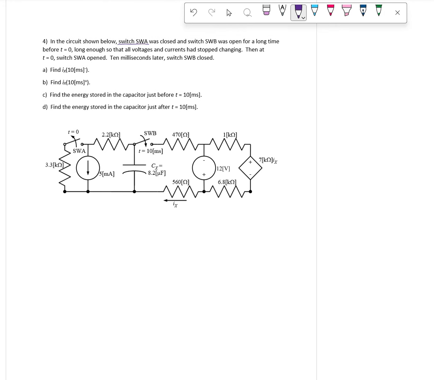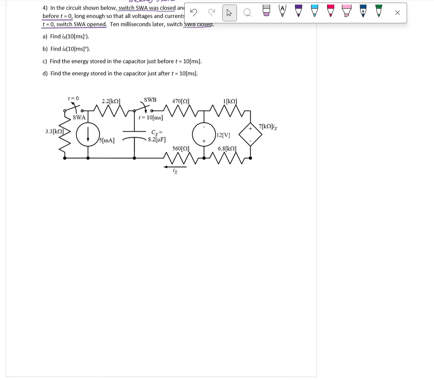So it says the switch A was closed and switch B was open for a long time before t equals 0. So we'll have that it was in steady state, and that all the voltage and currents had stopped changing. Then at t equals 0, switch A opened, and 10 milliseconds later, switch B closed.